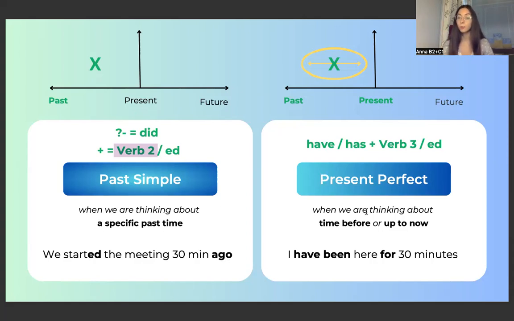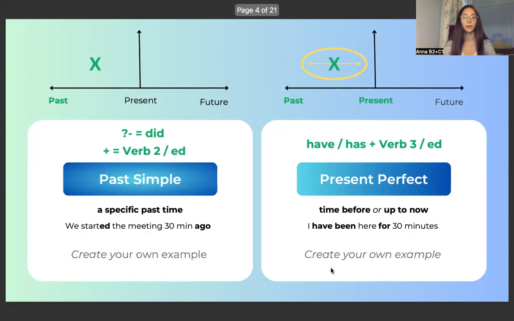When we're using present perfect, we need to use have with I, we, you, they, and has with he, she, it, plus verb 3 from the third column or ed ending. For example, I have been here for 30 minutes. So be, was, were, been, yes? Okay. And now you can create your own example.